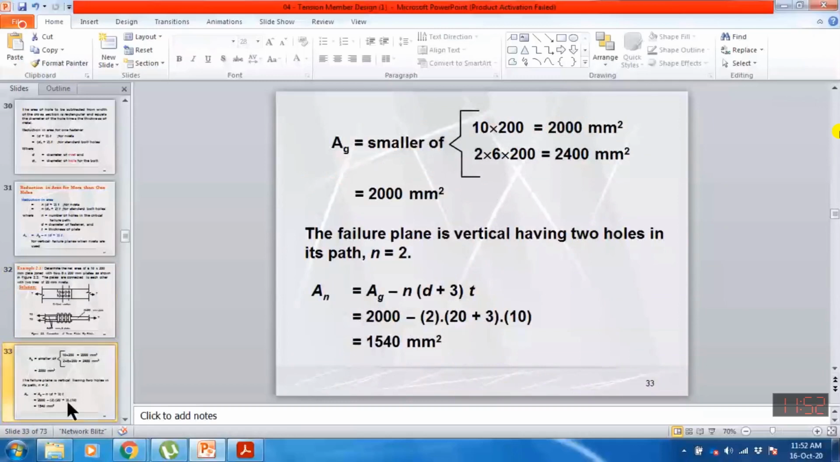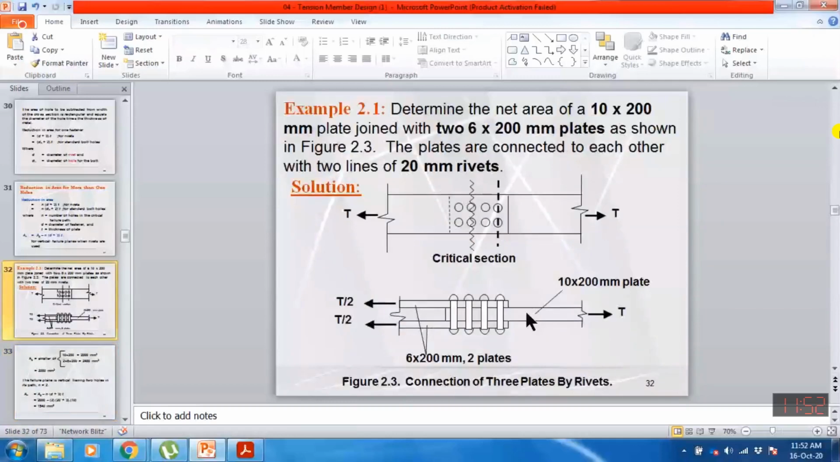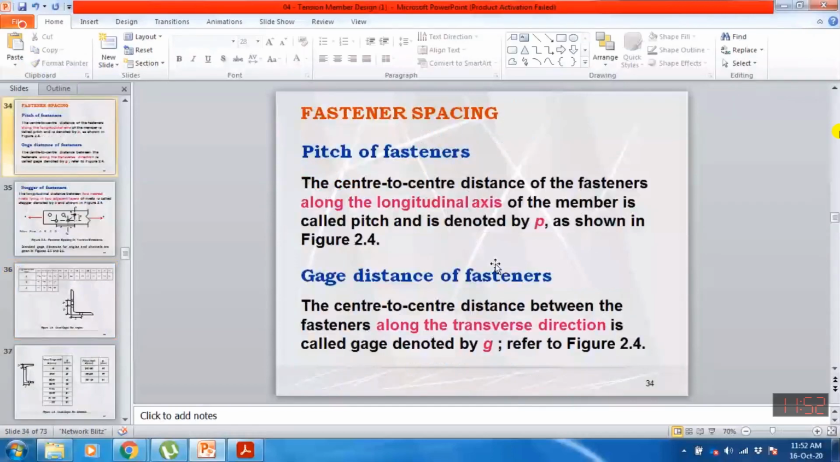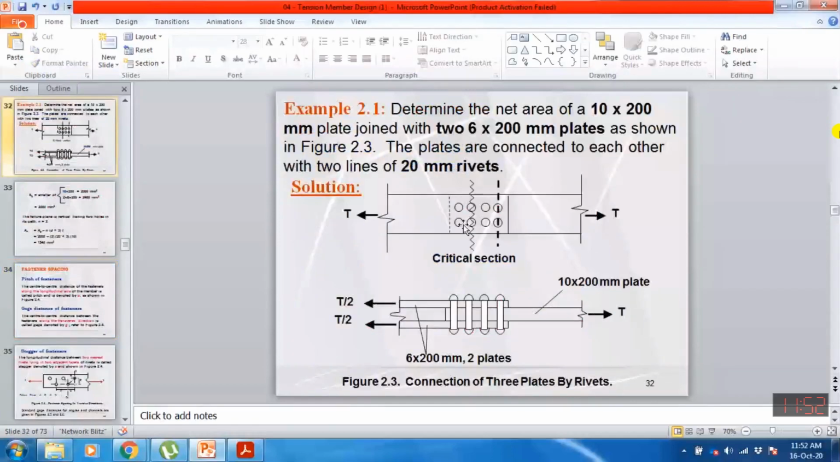Here the shear lag factor will be equal to 1. Why will it be 1? Because there is eccentricity on both sides. One tensile force tends to produce the moment on one side, and this T by 2 tends to produce the moment on the other side. But anyhow, we may compute it if you want. You can take the center to center distance from the thicker plate to the other plate, and the length of the connection will be the distance between the centers of the two exterior bolts along the length. So this will be the computation of the net area.